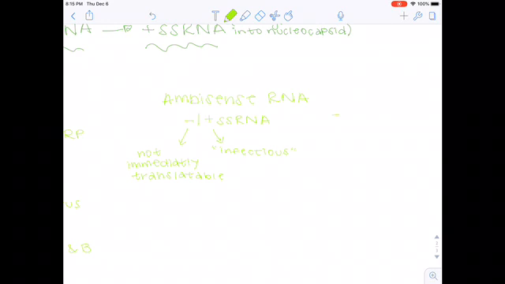So the negative uses RDRP, and it is transcribed into mRNA, whereas the positive sense, like I just said, goes to negative sense and then to mRNA. All right, and this is all done with the help of RDRP over here.